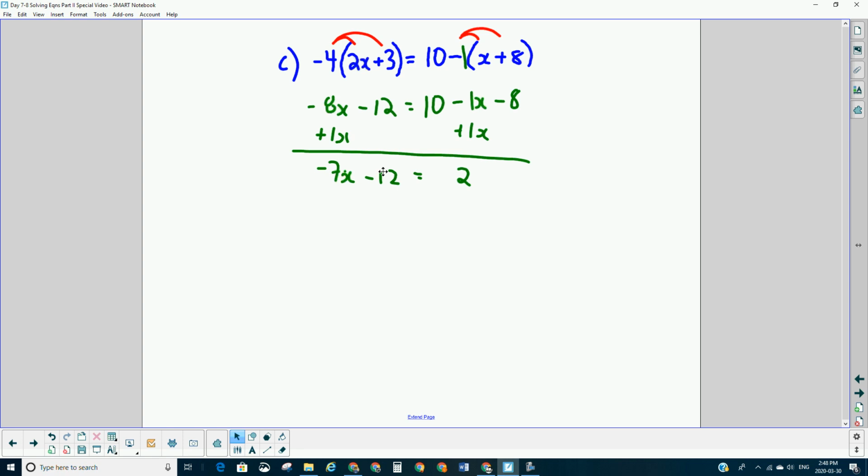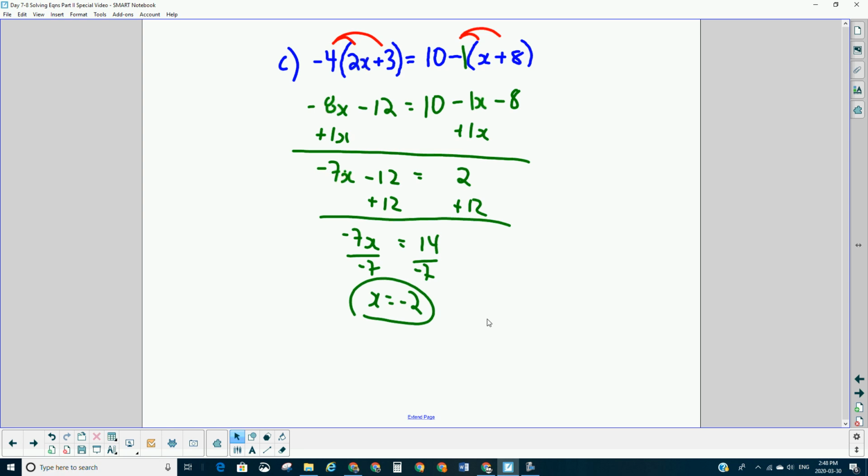Still moving along, want letters on one side, numbers on the other side, so I'm going to leave this letter here, and I have a minus 12. Opposite operation is to add 12 to both sides, which gets me to 14, and it leaves me with a negative 7x. And be careful to divide both sides by negative 7 to get an answer of negative 2. And if you wanted, you can take negative 2 and plug it into this equation and see that this answer is going to equal that answer.